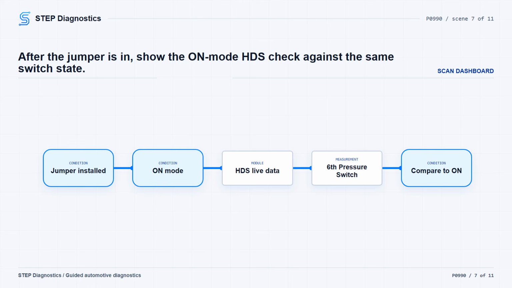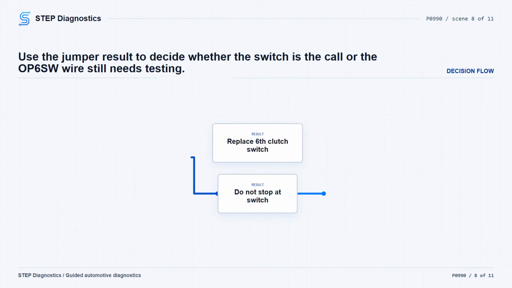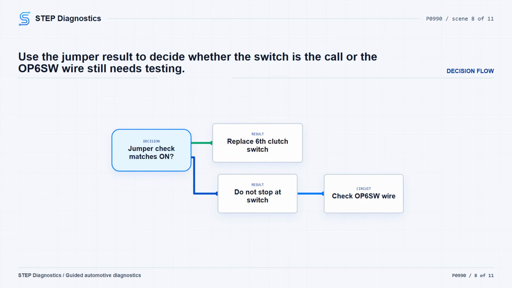Again, the threshold shown for the decision is 6th pressure switch on. If the current condition matches the threshold during that jumper check, replace transmission fluid pressure switch E, the 6th clutch pressure switch. If it does not match the threshold, do not stop at the switch. Continue with the OP6SW wire continuity check.